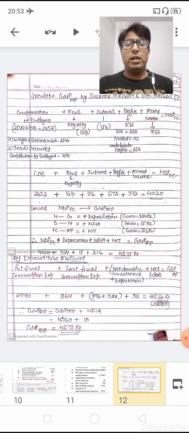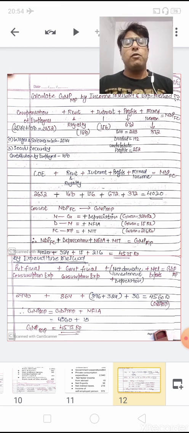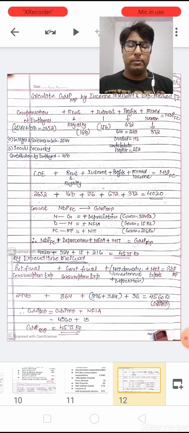Now once we put these into the equation, we will get 4020 plus 324 plus 15 plus 216. When we add all this, we will get the value of 4575. Now 4575 is the value of GNPMP.